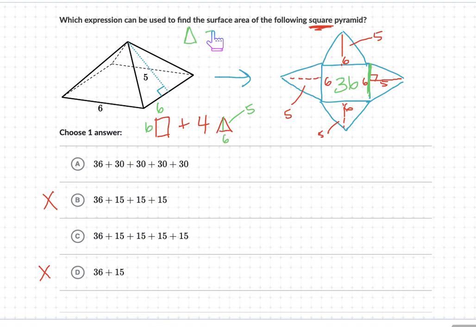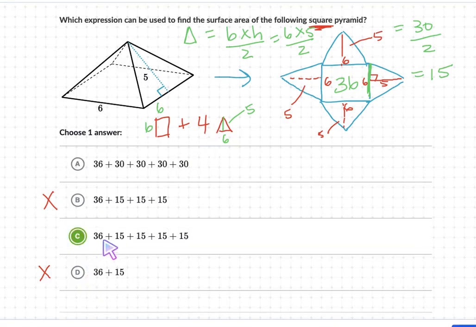Remember, a triangle's area is base times height divided by 2. My base is 6, my height is 5, and I divide by 2. 6 times 5 is 30. 30 divided by 2 is 15. So each of these triangles should be 15. That looks like C to me.